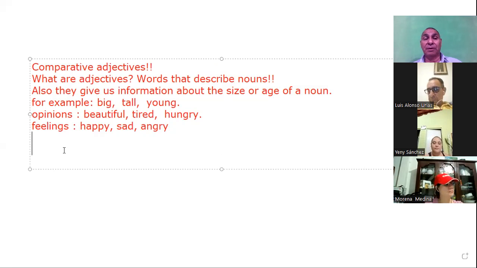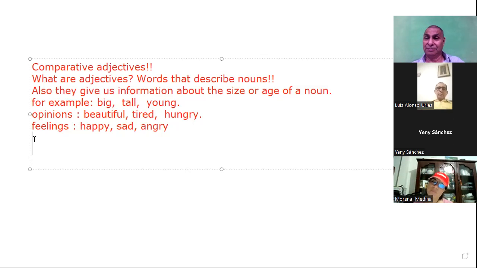Now we're going to talk about comparative adjectives. Any question about the adjectives? ¿Alguna pregunta acerca de los adjetivos? ¿Ha quedado bien claro? Porque esto es importante para lo que viene. ¿Está claro qué es un adjetivo? Yes.